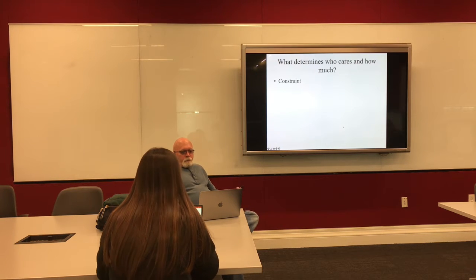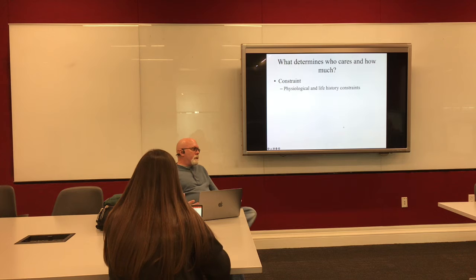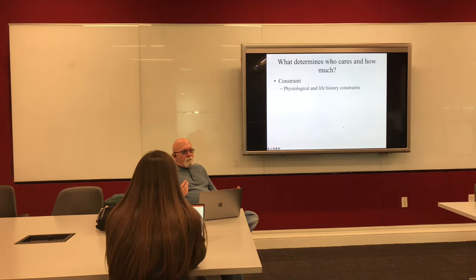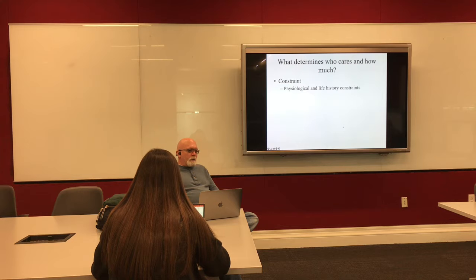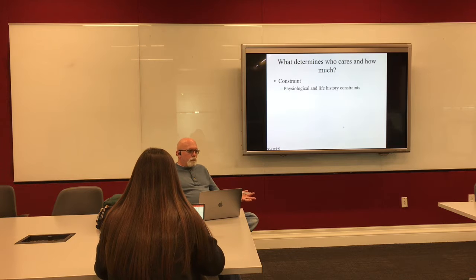So what aspects affect who cares and how much? Part of this is the idea of constraint. For mammals, for example, female mammals operate under a set of physiological constraints in that mammals give live birth, the females gestate the offspring for a long period of time, and they are also the one member of mammals, in terms of males versus females, that are capable of provisioning offspring when they're young. And so this explains to a huge degree why you see in mammals female-only parental care.